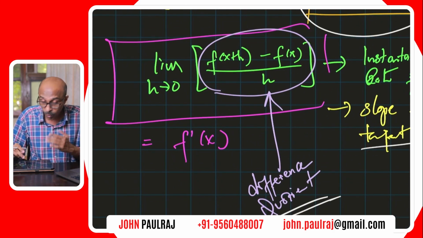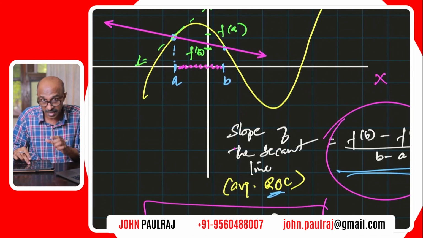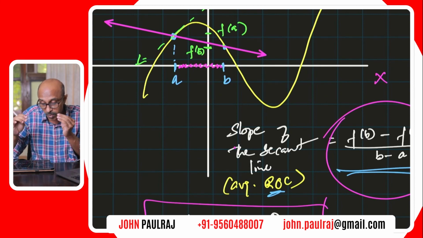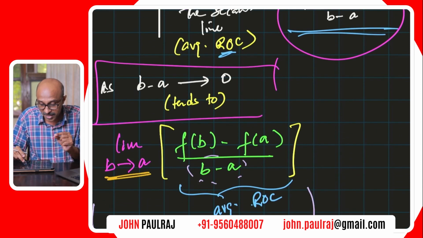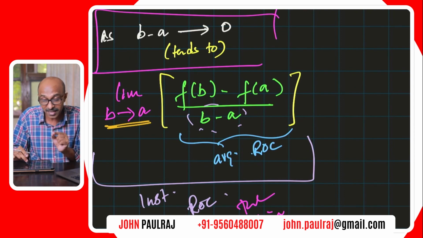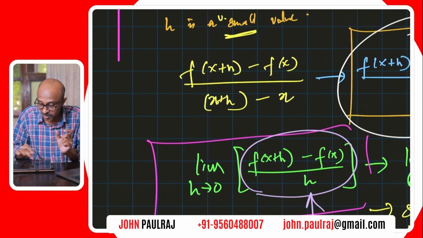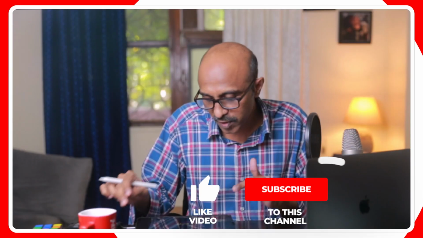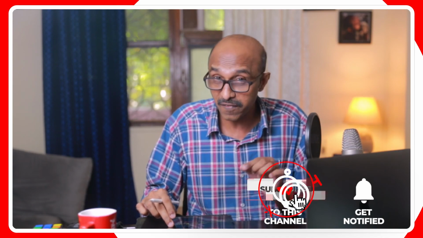So what did we do today? We just saw the same idea of the secant line and the tangent line as we saw in the earlier video, okay? But what did we do? We used the slope of the secant line, the average rate of change, to approximate the slope of the tangent line, the instantaneous rate of change, using the idea of limits, and the limit of what? The limit of the denominator, the distance between the 2 points becoming 0. And that limit is the limit of the difference quotient. And this method to find the derivative of a function using the limit of the difference quotient is what is called the derivative by first principles.